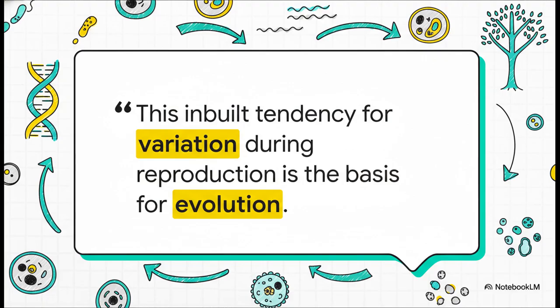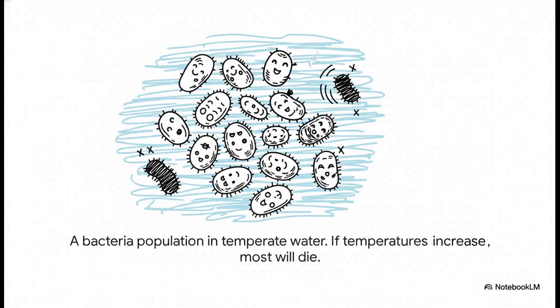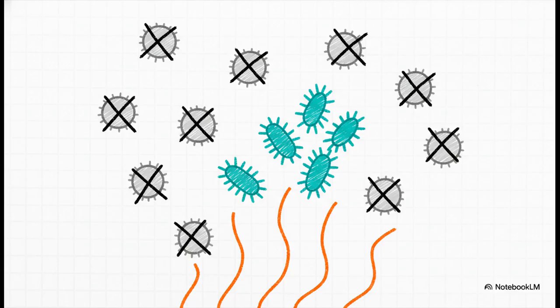And here it is, the absolute key. This built-in tendency for little changes to happen during reproduction, that's the very foundation of evolution. It's the raw material that allows a species to adapt and change over millions of years. Let's use an example to make it super clear. Imagine you've got this population of bacteria, and they're all perfectly happy living in some nice, temperate water. But now let's say global warming happens, and that water starts to heat up. Well, most of those bacteria are going to die. But just by pure chance, because of those random variations, a few of them might have a trait that makes them slightly resistant to heat. And guess what? They're the ones who survive and get to reproduce.